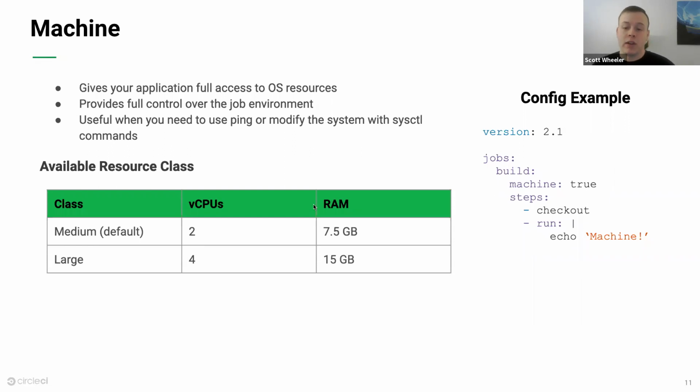The configuration example on the right side of the slide will spin up an Ubuntu VM and echo machine into the build output window. One caveat to using the machine executor is the spin-up time. In the Docker executor, we typically see a spin-up time of a few seconds. The machine executor can take anywhere from 30 to 60 seconds to spin up before your job will start running.